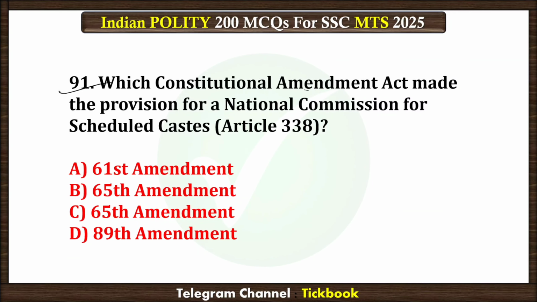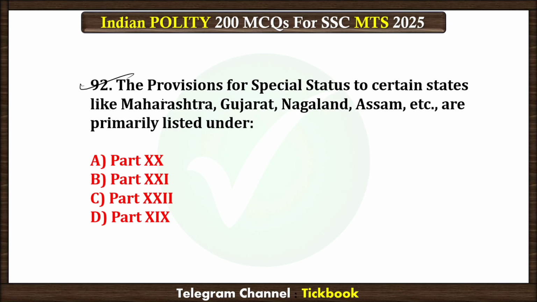91. Which Constitutional Amendment Act made the provisions for a National Commission for Scheduled Castes? Article 338. Option number C, 65th Amendment Act. 92. The provisions for special status to certain states like Maharashtra, Gujarat, Nagaland, Assam, etc. are primarily listed under. Option number B, Part 21.